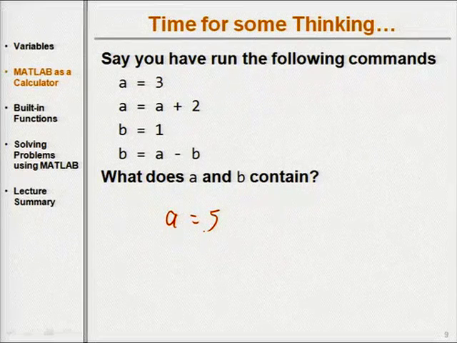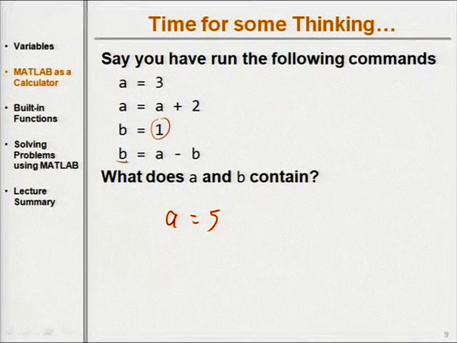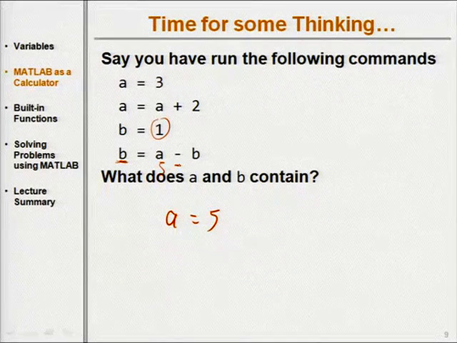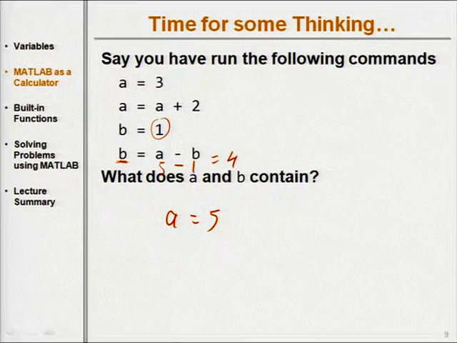And B equals the same principle. So B equals 1 at the moment. The next value is 5 minus 1, which now becomes 4. So it replaces B by 4.